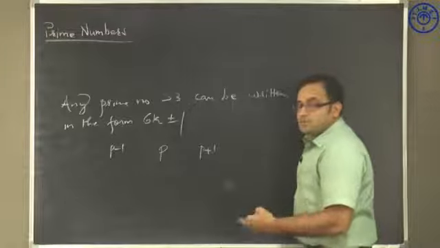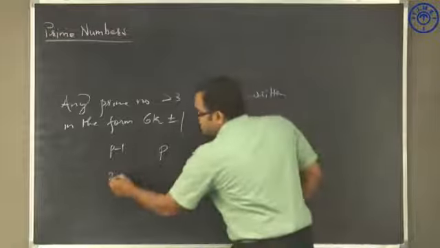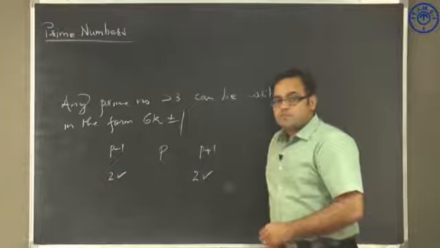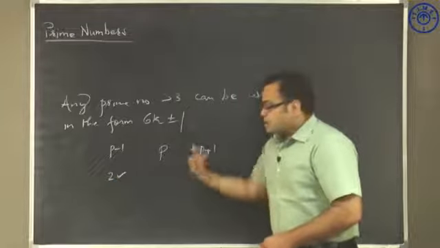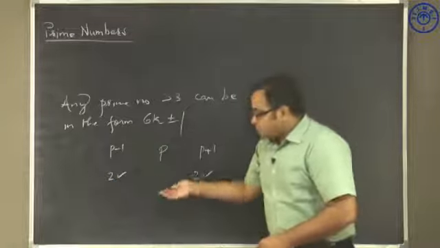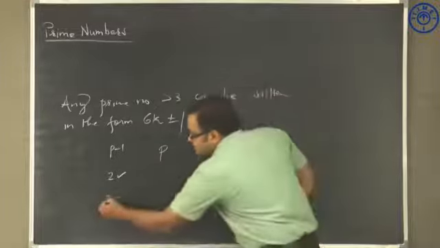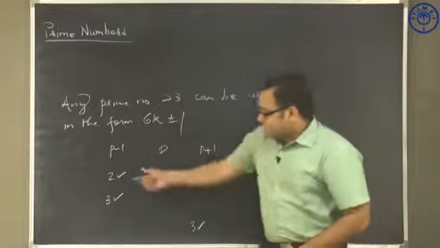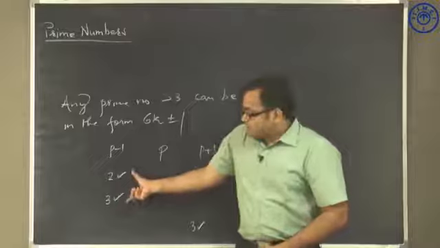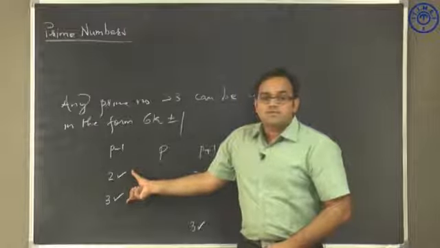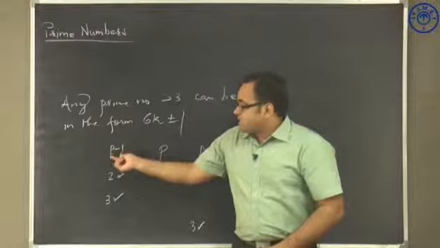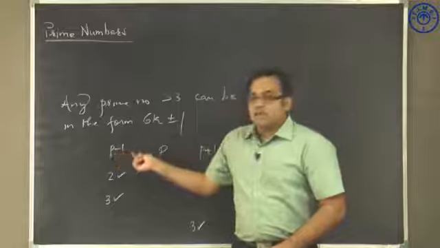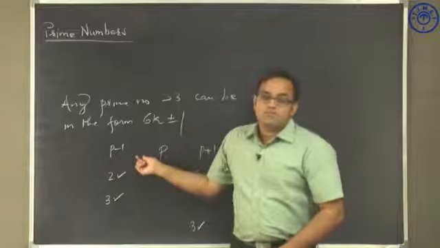Because p is a prime number, p is not divisible by 2. So, necessarily this number is divisible by 2, and by the same logic, this number is also divisible by 2. Also, one of the three consecutive numbers has to be divisible by 3, so either p minus 1 or p plus 1 is divisible by 3. In case p minus 1 is divisible by 3, then it is divisible by 6, so p minus 1 is equal to 6k, and p is equal to 6k plus 1.